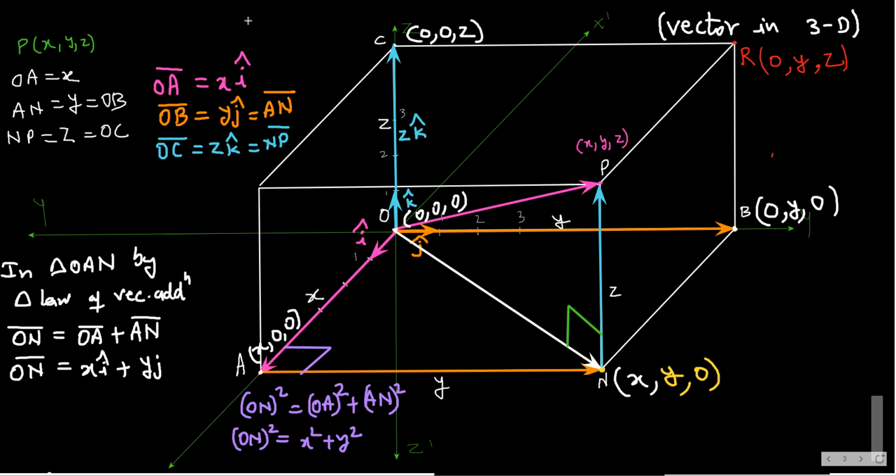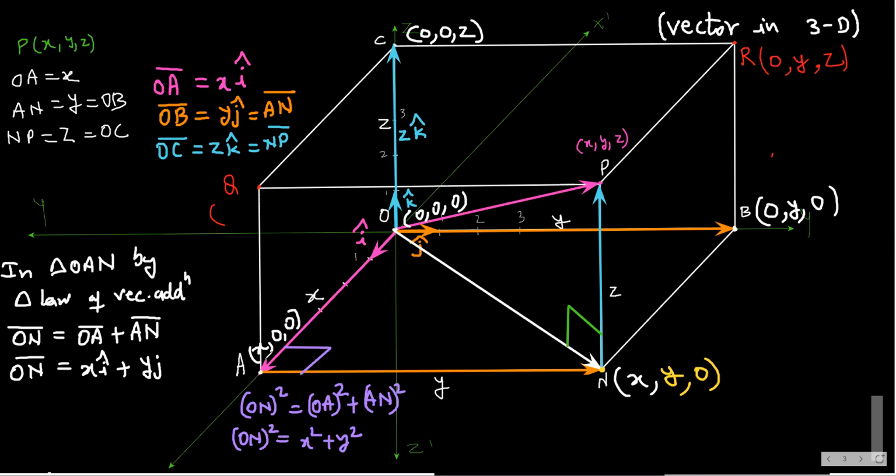Then we have a point here. Let me write this point as point Q. This point Q is in the XZ plane. So if it is in the XZ plane, what will happen? Its x displacement is x.